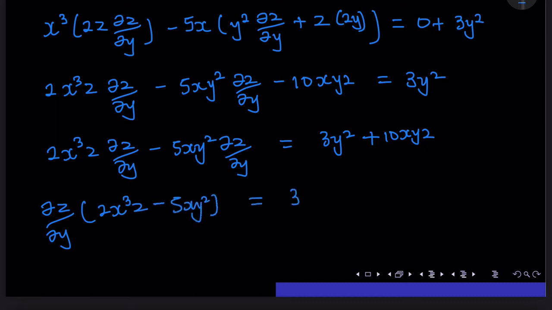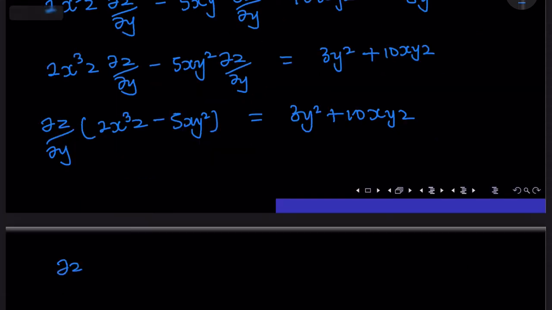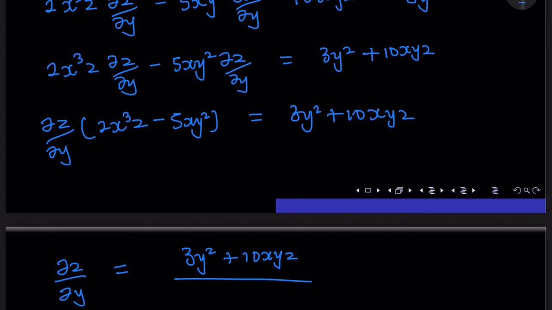is equal to 3y squared plus 10xyz. So we are going to have del z del y to be equal to 3y squared plus 10xyz divided by 2x cubed z minus 5xy squared.